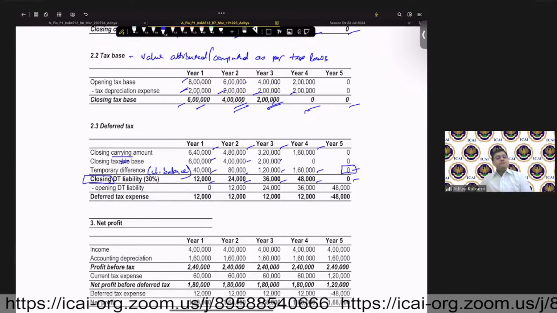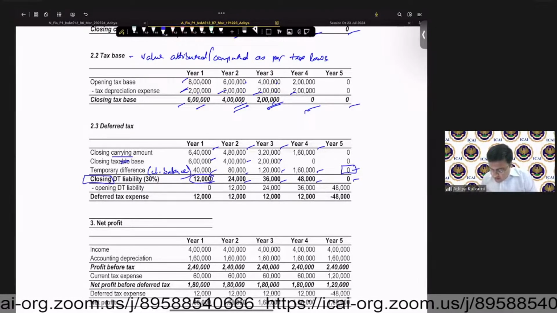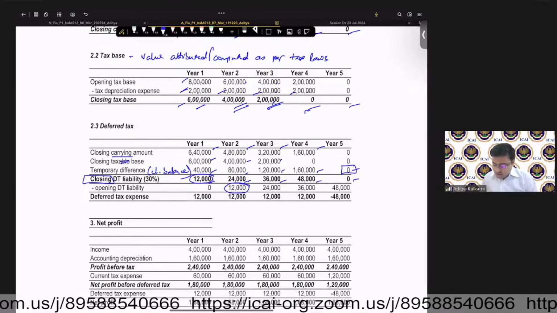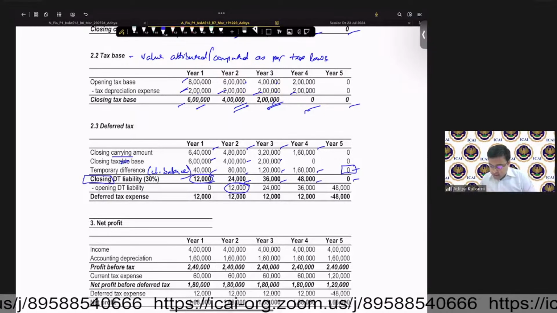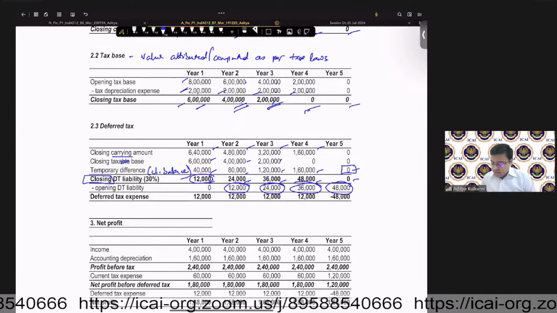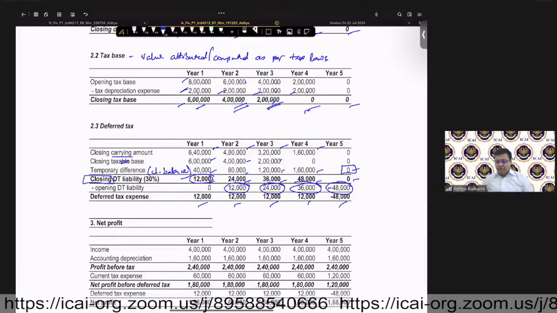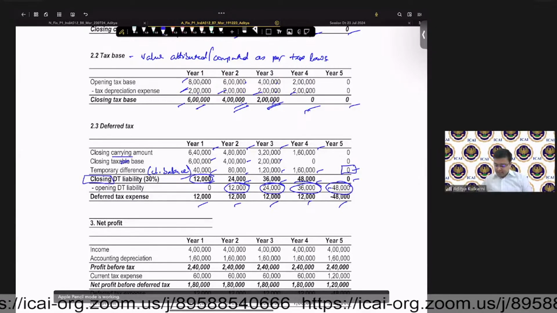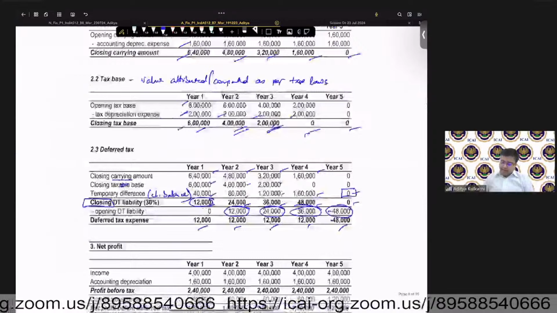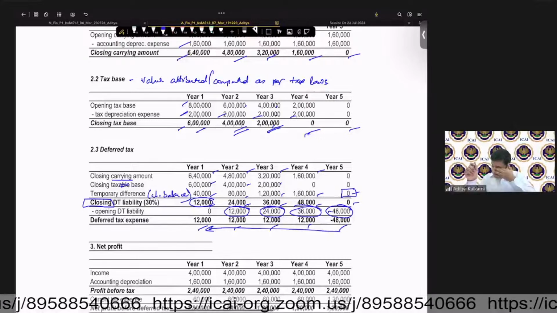So coming to the difference. First year 12. Second year closing is 24, so 24 minus 12, 12. 36 minus 24, or if you are comparing it with the original, 36 minus 12, 24, 48 minus 12, 36, and this becomes minus 48,000. So 12, 12, 12, 12 minus 48. Have you seen this 12, 12, 12, 12 and minus 48? It is the same reversal that you are seeing here. Are we able to follow? Yes.